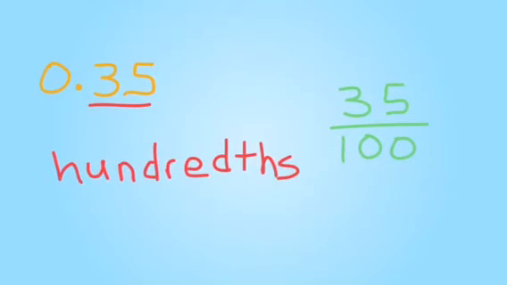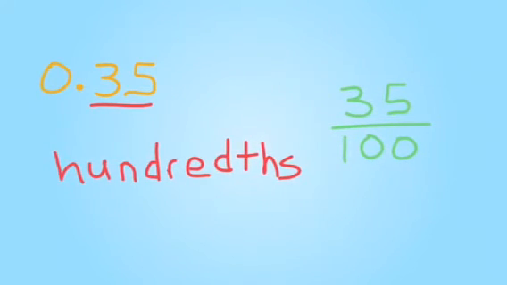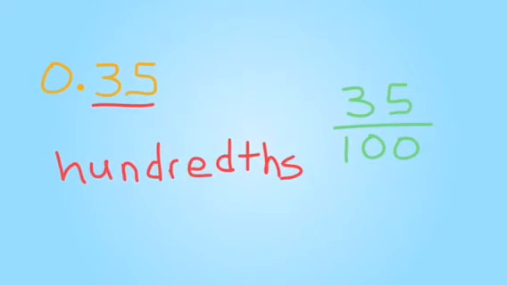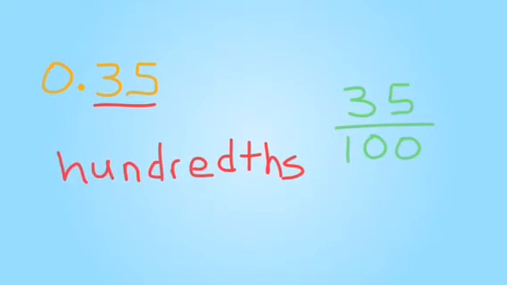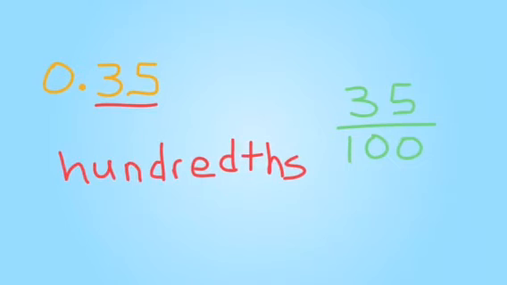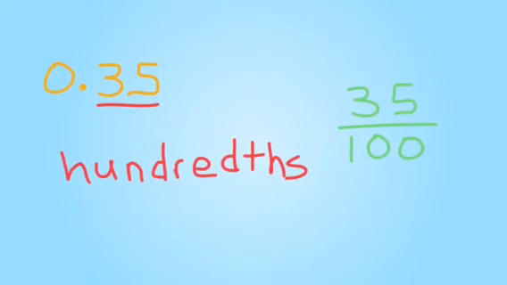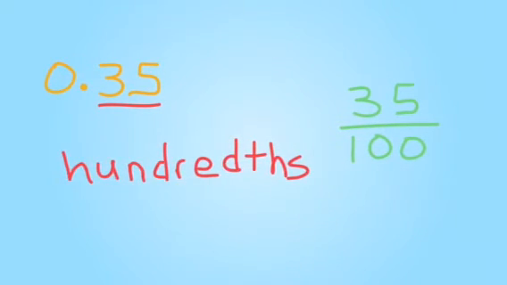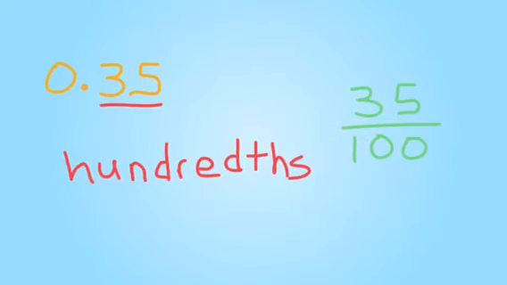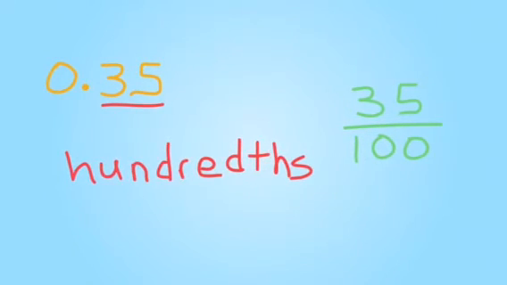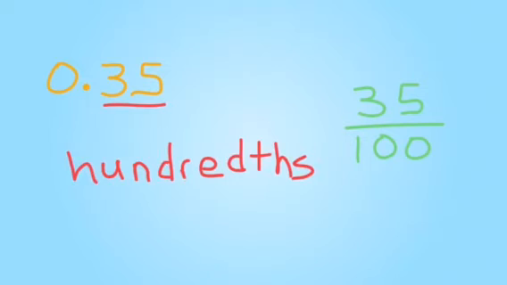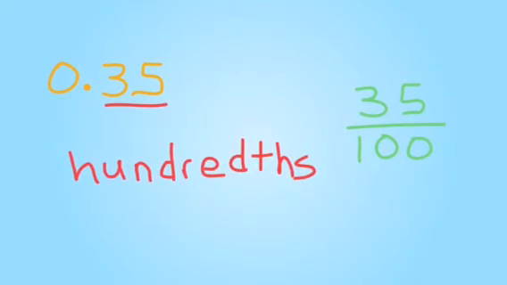Converting your decimal to a fraction is also pretty easy. You can see that I've underlined the 3 and the 5, and we say that is 35. You have to remember that the first place to the right of the decimal is the tenths place, and then the second place is the hundredths place. So I've written hundredths under there to help you remember that.